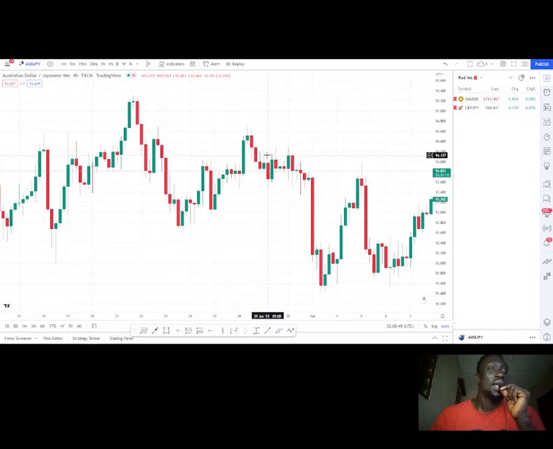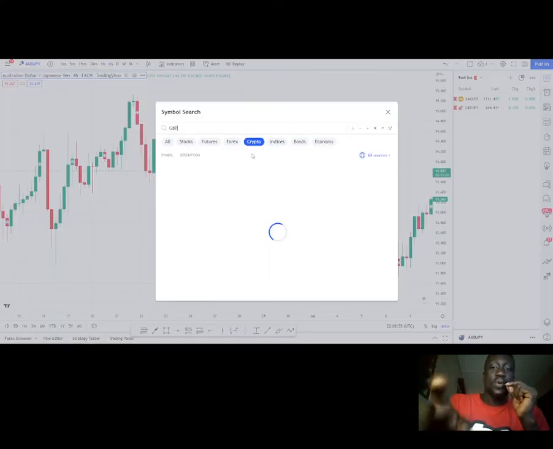Now let's look at another pair. This is AUD JPY. Let's look at another pair, which will be the GBP JPY.